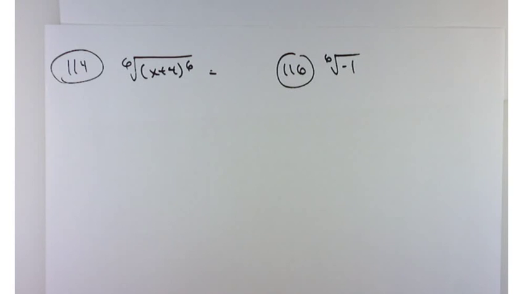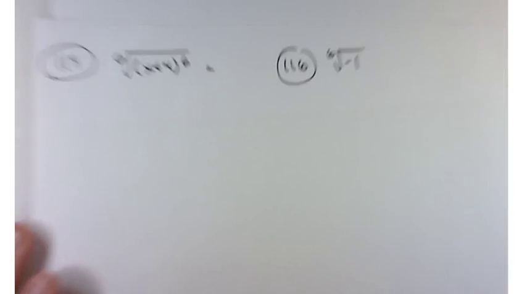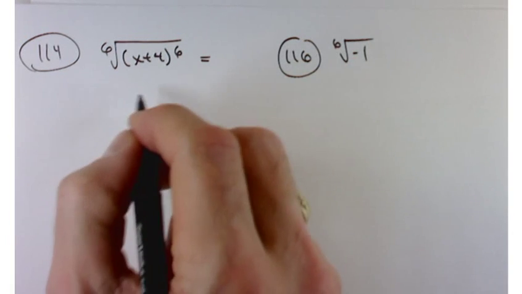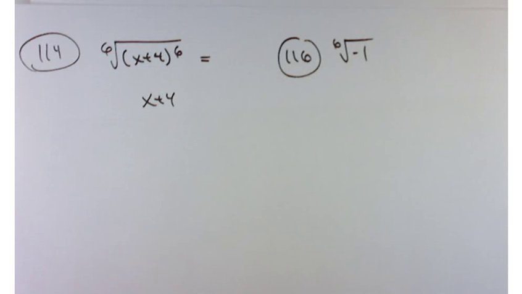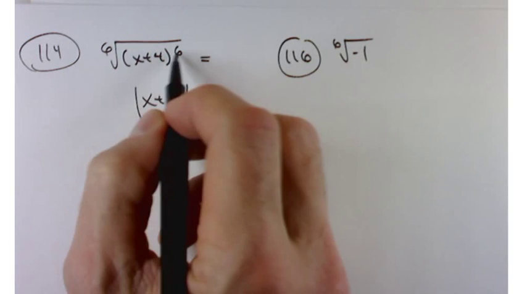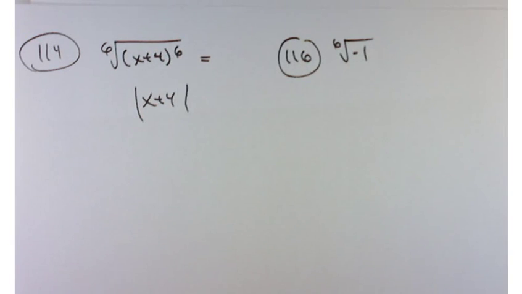What haven't I heard from yet this morning? Volunteer for number 114? Don, thanks for volunteering. What are we going to get when we do the 6th root of x plus 4 to the 6th power? Do we agree with that? X plus 4? You need the absolute value. This is what we were just talking about. If these things match and they're even, you need that absolute value.